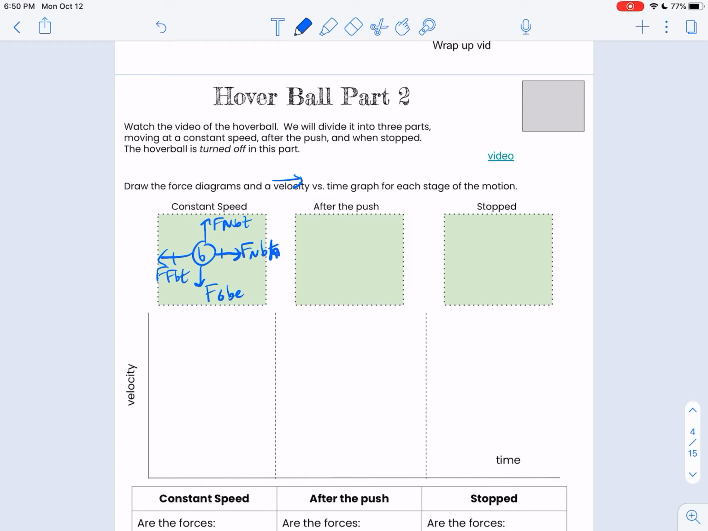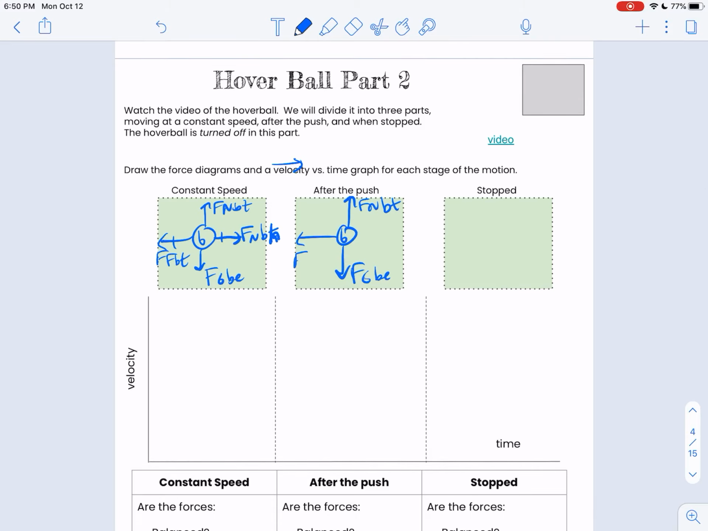pushing. After the push, the only thing that's different is that the table and the earth are interacting the same. The friction is interacting the same because it's still moving. It doesn't matter what else happens. That's an interaction between the table and the earth. If it's still moving, that's the same, but now there's no other force in the positive direction because I'm no longer pushing it. That's going to make the forces unbalanced, which will slow it down. So eventually it's just going to come to rest.